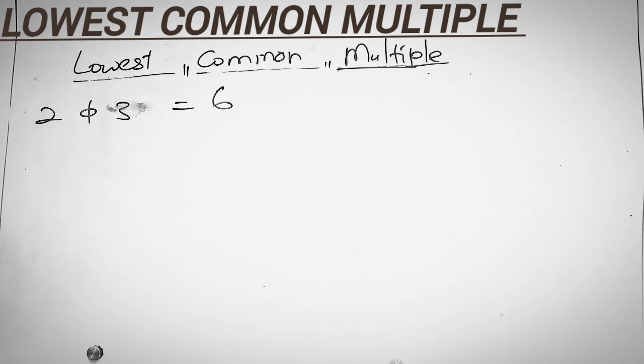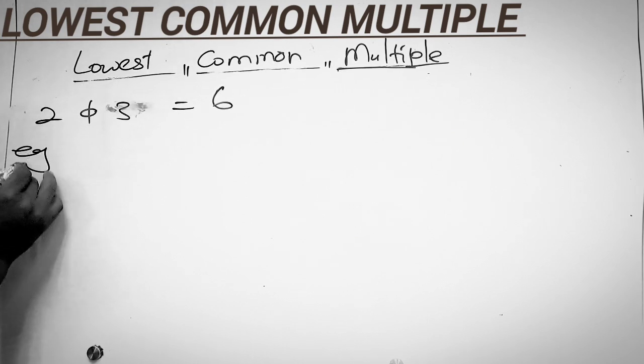But now, we want to see how we calculate the lowest common multiple of bigger numbers. Sometimes we might have numbers like 5 and 6. Our lowest common multiple, we can find it by saying 5 times 6, which is equal to 30. But now let's see how to find the lowest common multiple of bigger numbers.